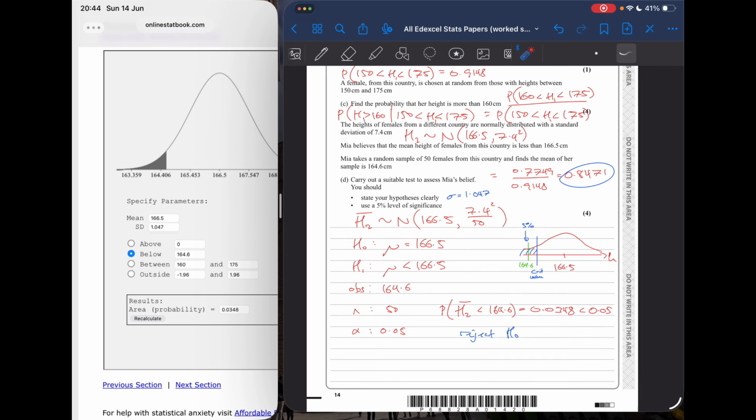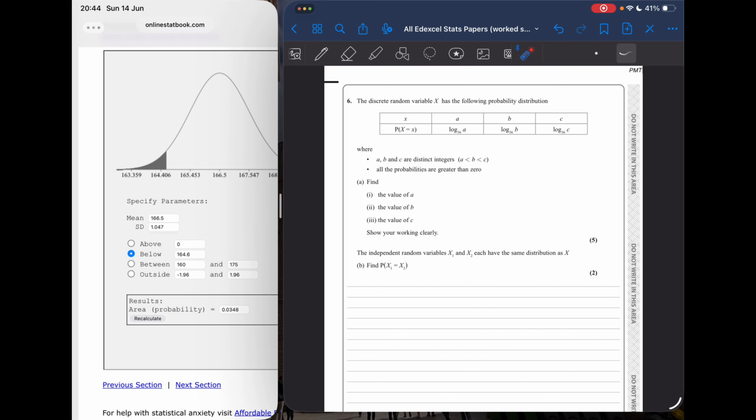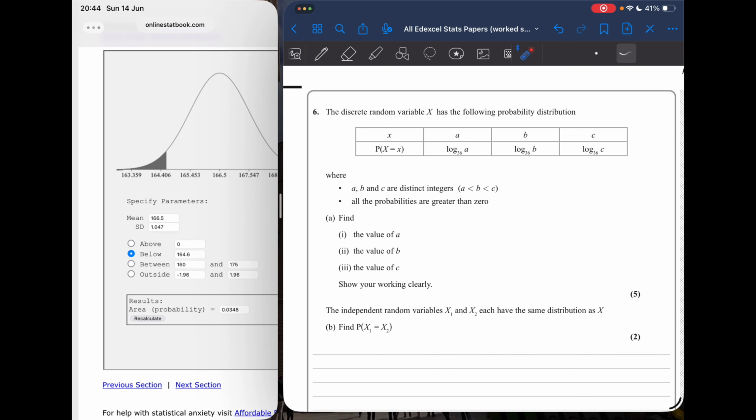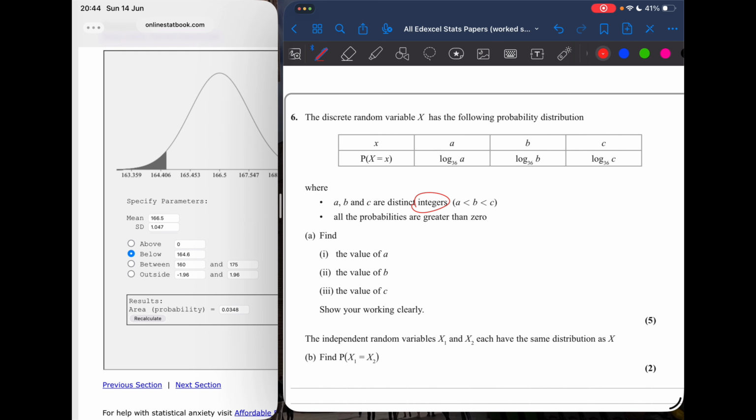Yeah? Lovely. Last one. What have we got then? Some distribution. This stuff goes up in order, A to B to C. All the quantities are greater than 0, and they are all integers as well. So find the values of them all. It's a distribution. What do we know? If we add them all up, it equals 1.